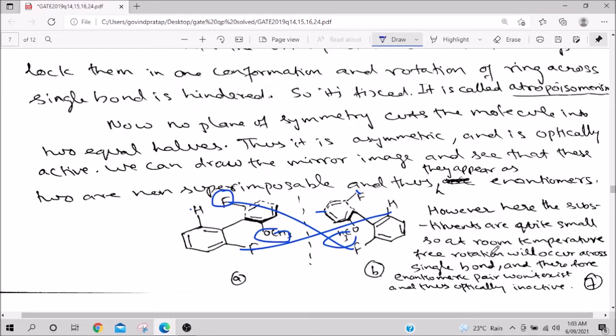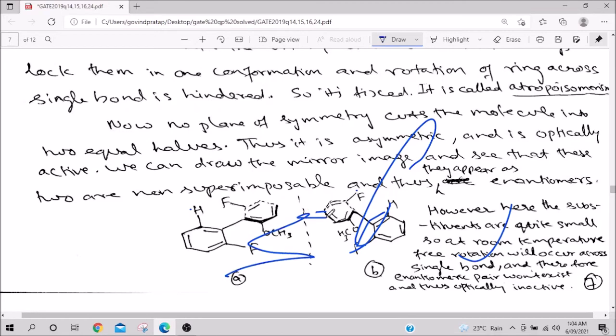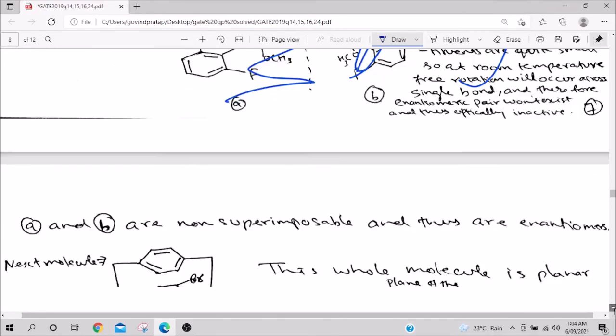So, they should have been optically active, but at room temperature, because F and OCH3 are small, they will happily rotate around. So, no such restriction is there and therefore, it is optically inactive. Okay, optically inactive. Now, when they rotate, you can see that they will be identical. Now, if it is like that, you can rotate it around. So, this fluorine goes that side and H comes this side and then these two will happily superimpose on each other, right, and therefore, this is not optically active.